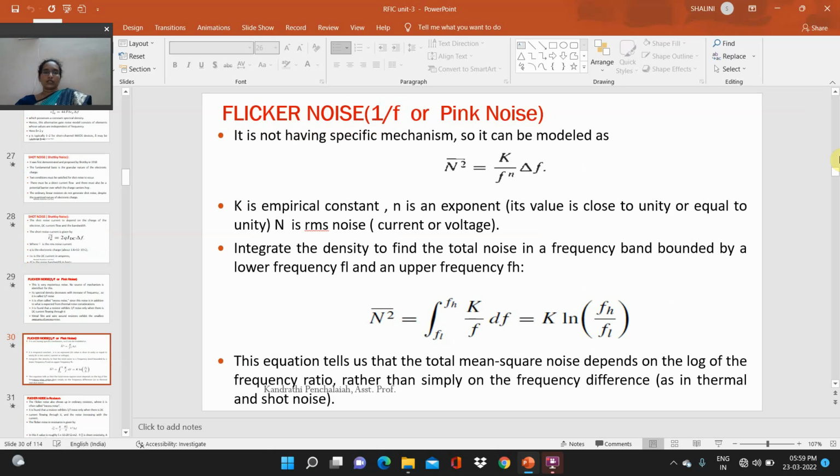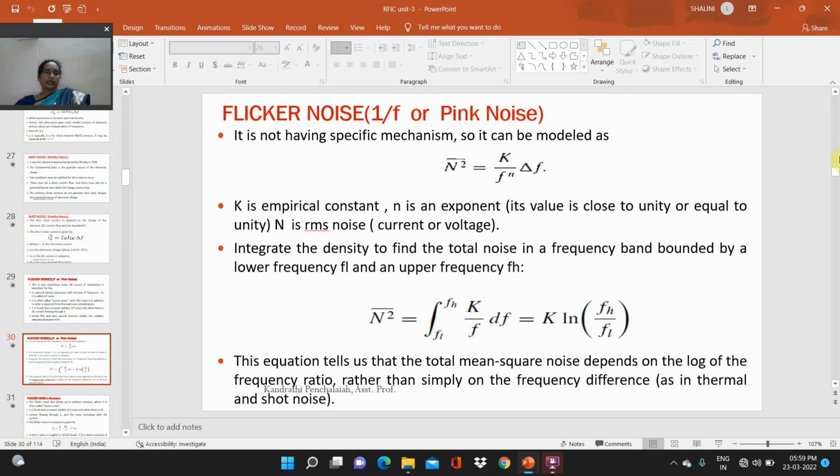Flicker noise does not have a specific mechanism, so it can be modeled as n square is equal to K by f power n into delta f, where K is an empirical constant, n is the exponent whose value is close to or equal to unity, and n is the RMS noise.